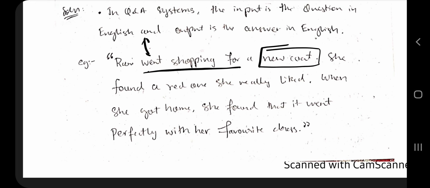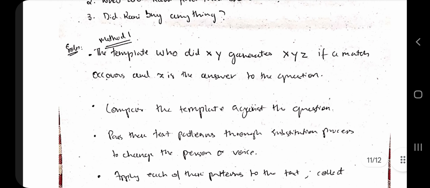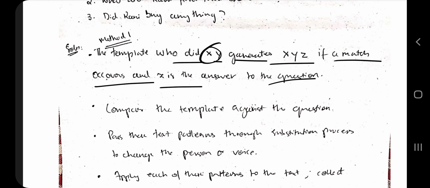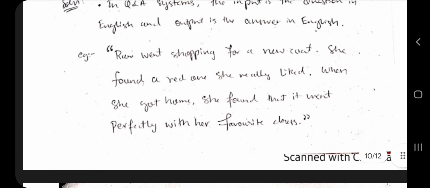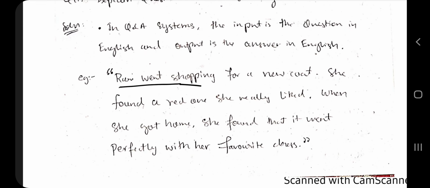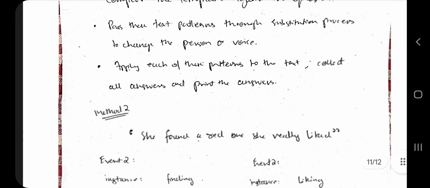Like that, the computer recognizes. So there will be different templates, like who did X Y generates XYZ. If a match occurs, then Z is the answer to the question. Who did XY? Like for example, what did Rani go shopping for? Rani went shopping for. Then this is the answer. This is X, this is Y, this is Z. Z is the answer. Okay, like that only.